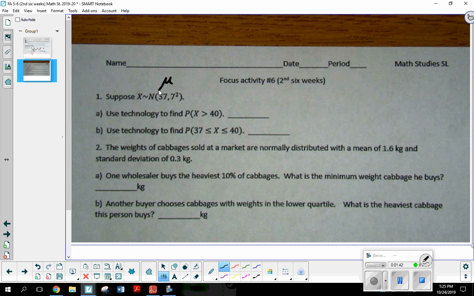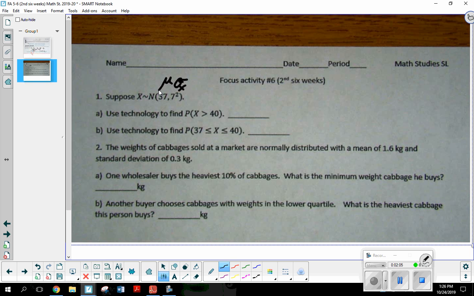That's the standard deviation. Now, is it 7 or 7 squared? There you go, 7. You kind of ignore the squared because when you square standard deviation, you get what we refer to as the variance. So 7 is my standard deviation. All right, well, we want to use technology on these. Use technology to find the probability of X being greater than 40.